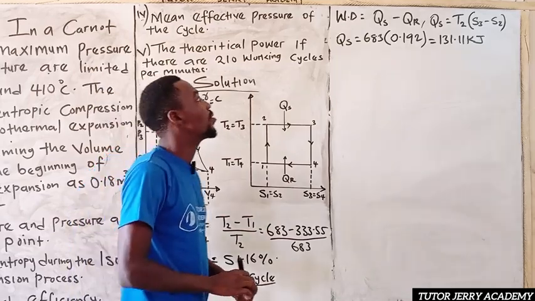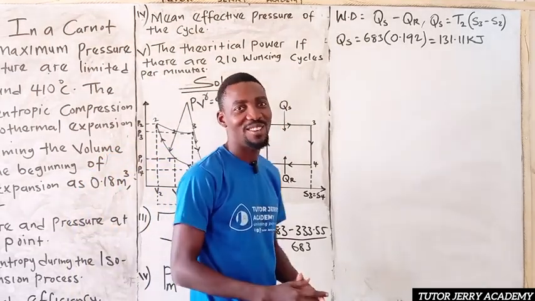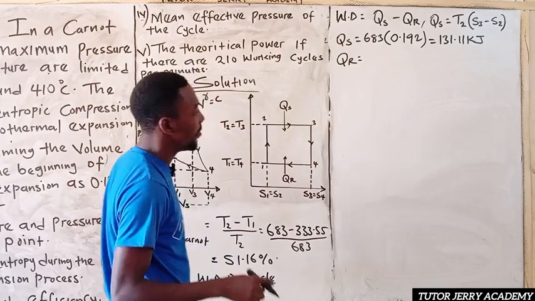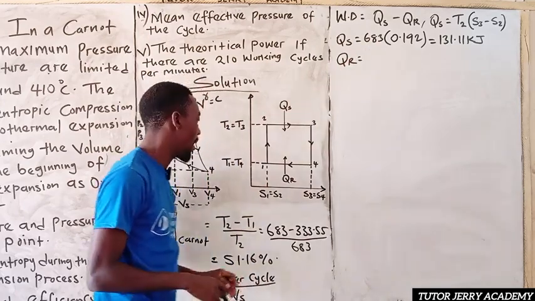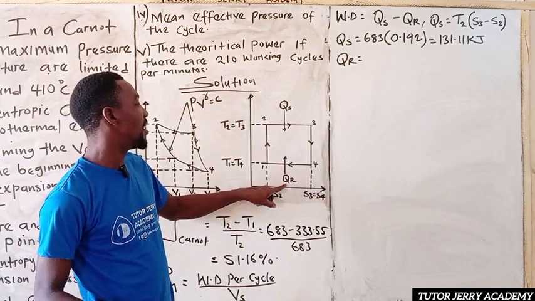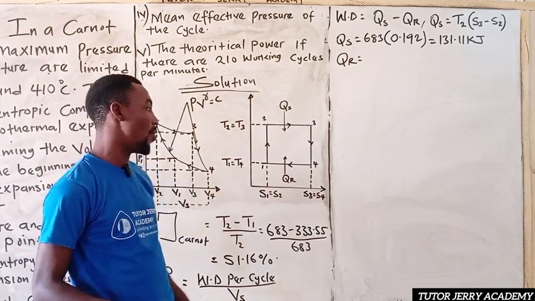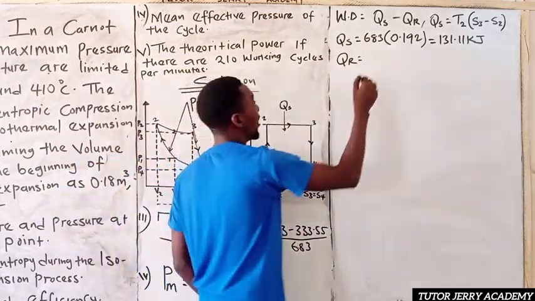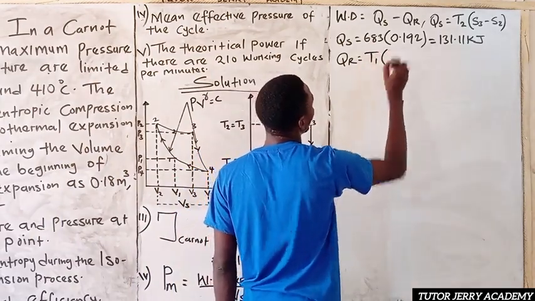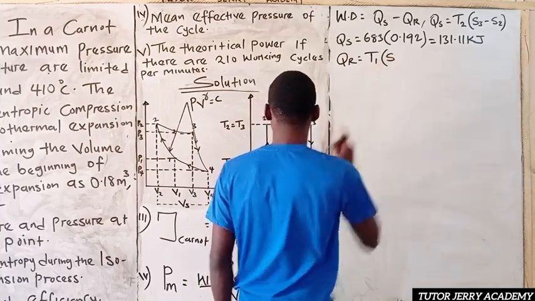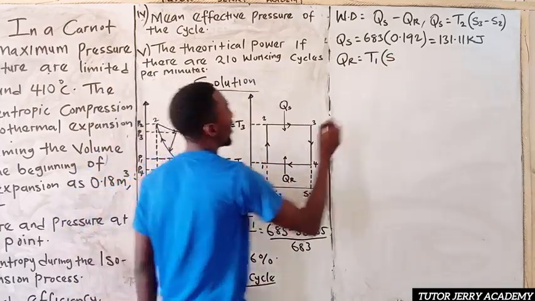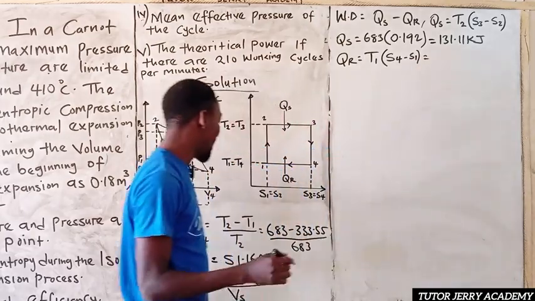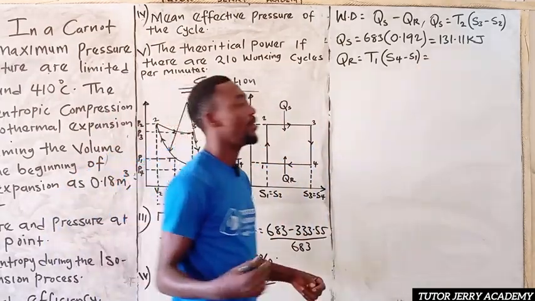So now let's go for our heat rejected, QR. The formula for QR is similar to what we have for our heat supply, but it is rejected between state 1 and 4. So our formula is going to be either T1 or T4, but let's use T1. So it's going to be T1 into S4 minus S1. What is our T1? Our T1 is nothing but 333.55.